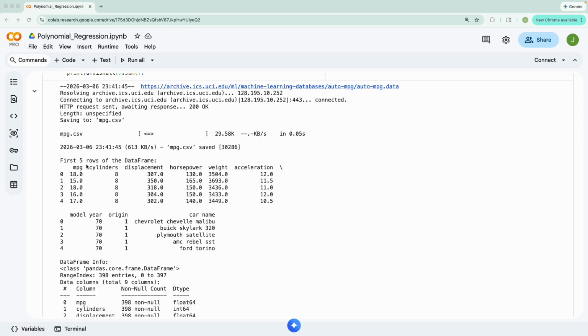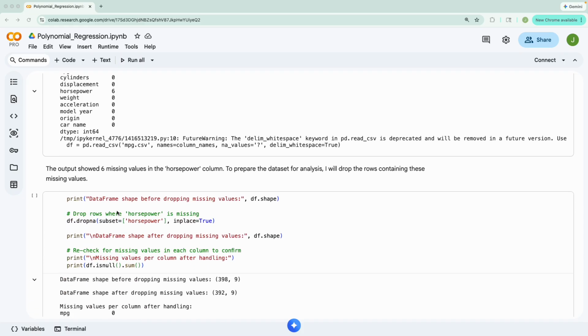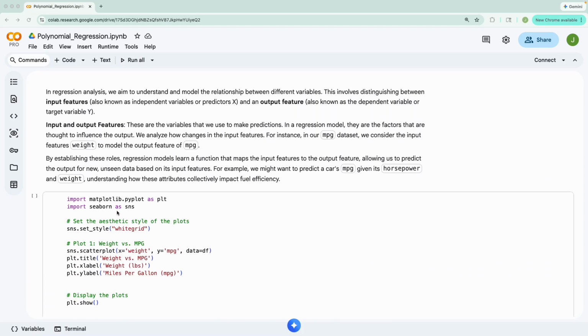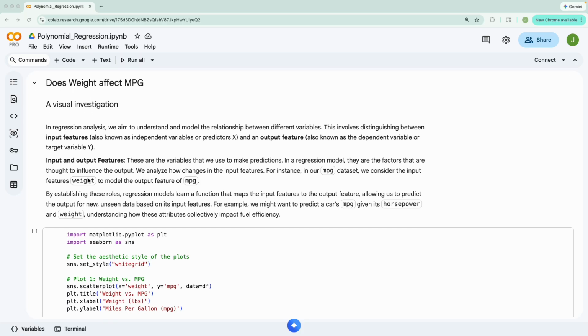In this data set, we want to predict the miles per gallon of the car based on its weight. To start this investigation, we are going to visualize the scatter plot of these two variables. We see that there are 6 missing observations in horsepower, so we simply remove those missing observations. One question we're implicitly asking is, does weight affect miles per gallon?